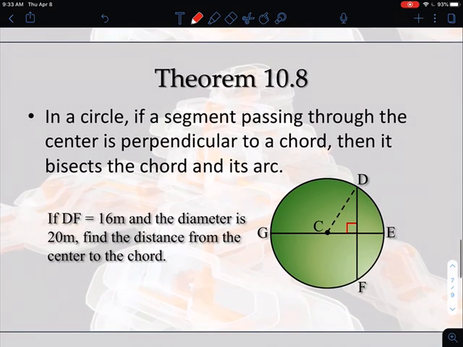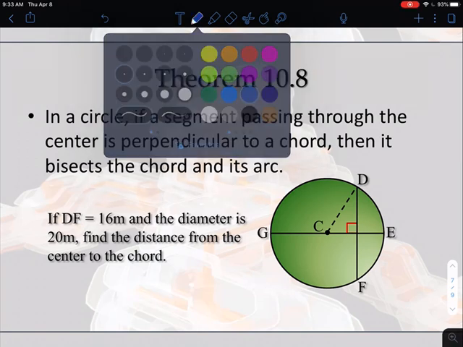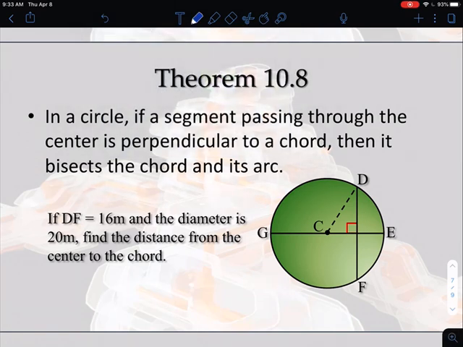Now the last type of problem is a little bit trickier, and the picture's already kind of filled in here for you, so we're going to talk us through it. What's going to happen in these problems is we're going to have a line coming out of the center. One of the first things we have to be careful with here is a segment passing through the center. Now if that segment is perpendicular, makes the right angle with a chord.